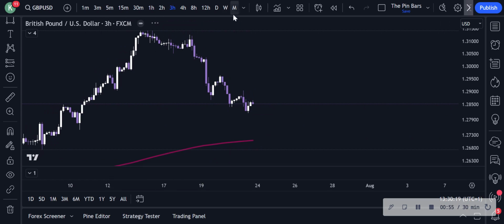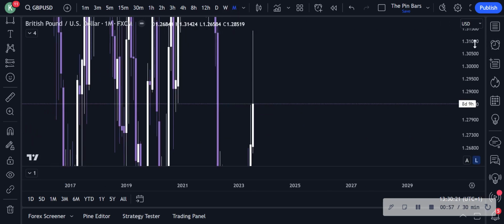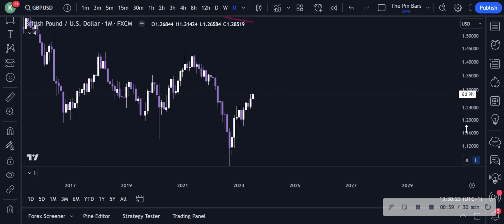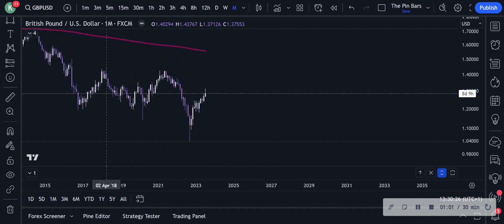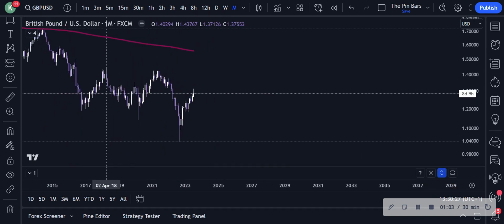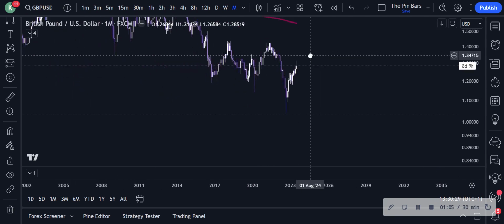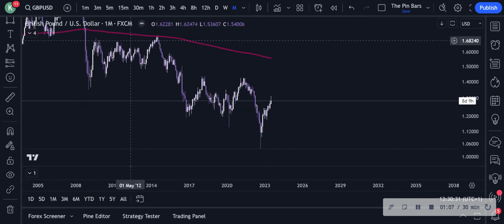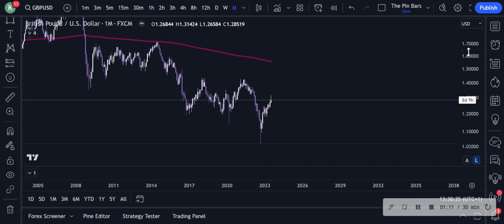Okay, so I am going to go up to the monthly. It's always great to do a top-down analysis on whatever pair or index you're looking at. So yes, you can see my 200 smooth moving average. It is downtrending on the monthly. So you can see we are getting a nice downtrend and it's forming lower lows.